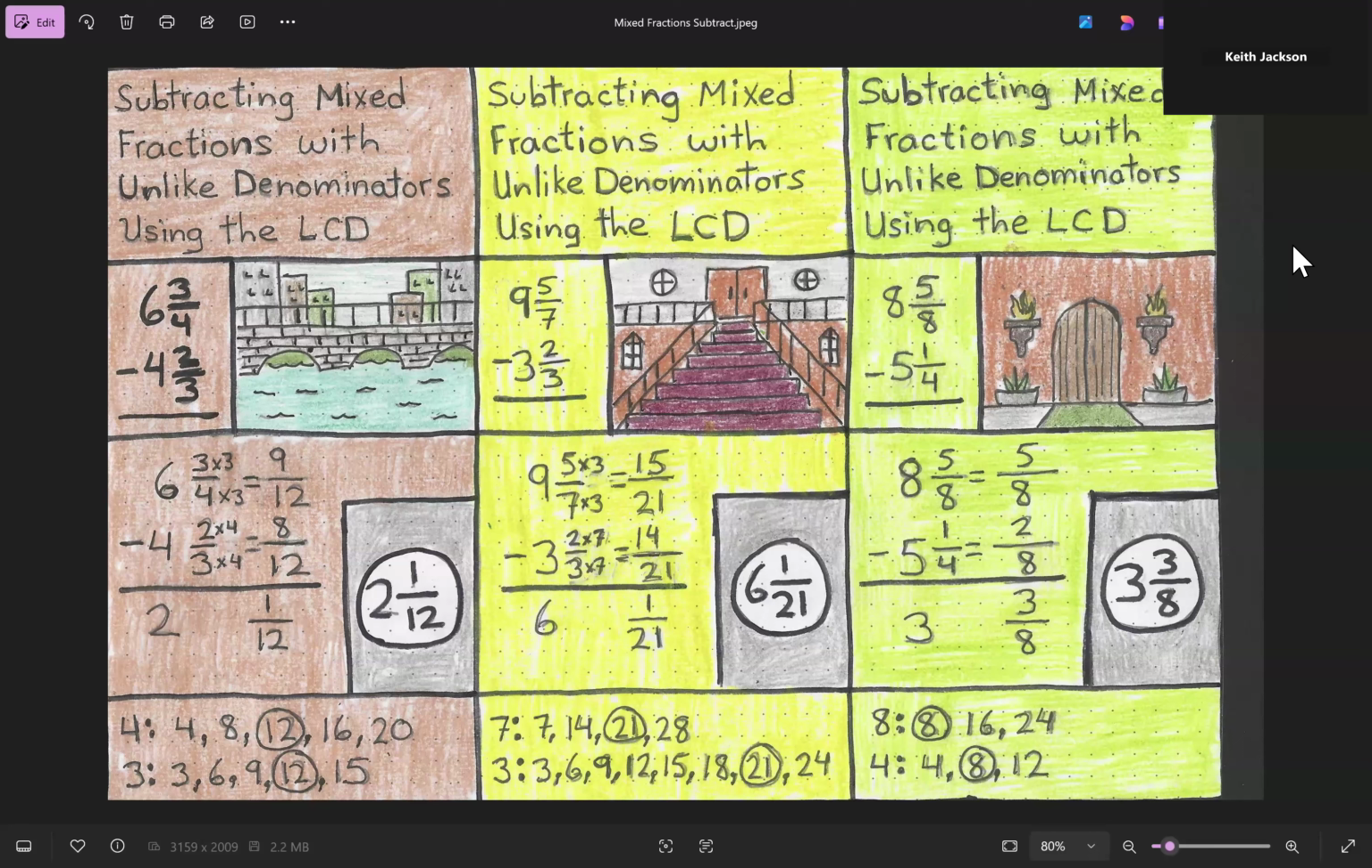In this video, we're going to learn how to subtract mixed fractions with unlike denominators using the least common denominator method. And we have these three big examples to show you how we can do that. Let's begin with 6 and 3/4 minus 4 and 2/3.